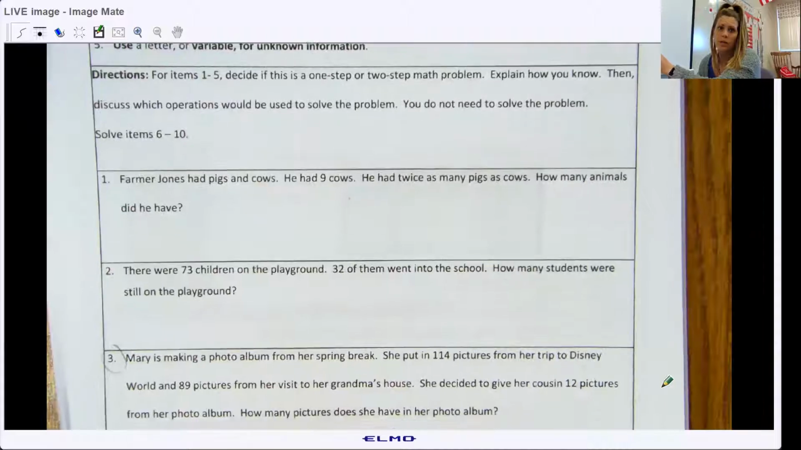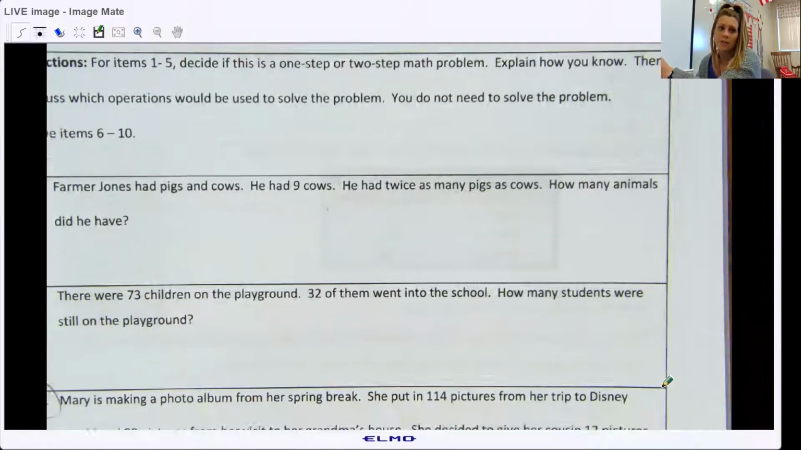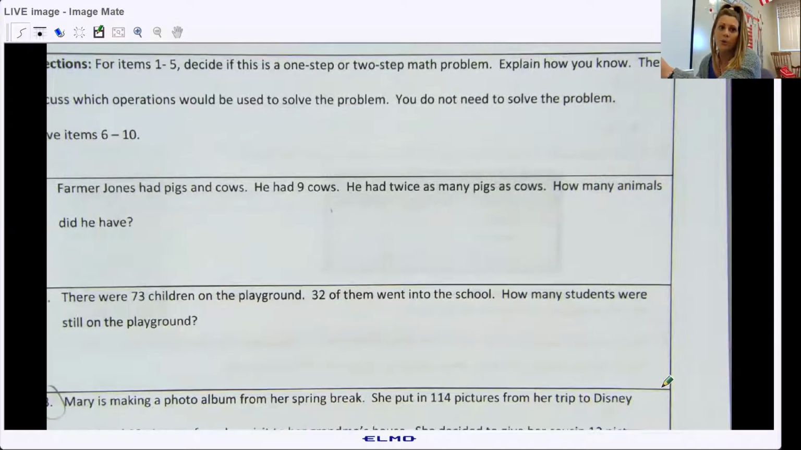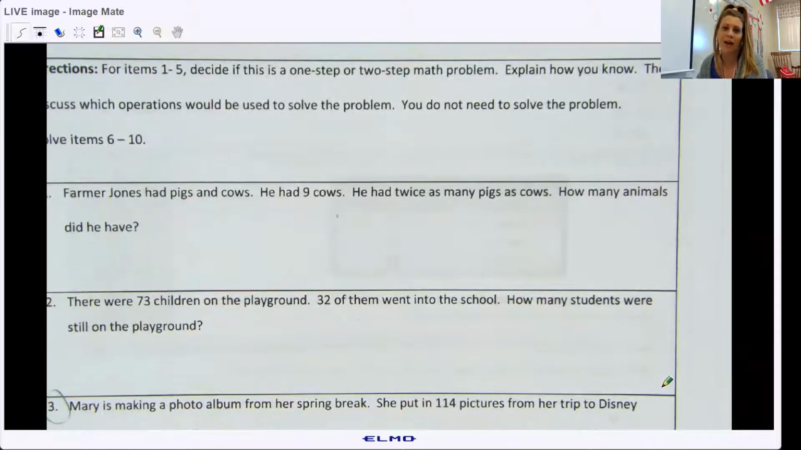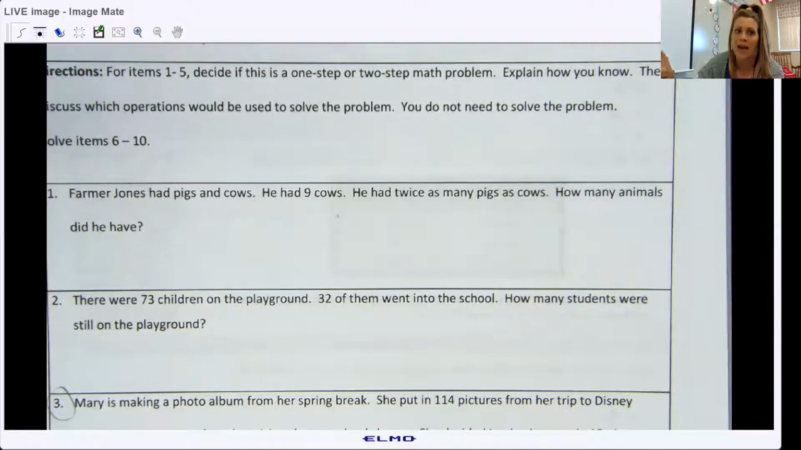Number 1. Farmer Jones had pigs and cows. He had 9 cows. He had twice as many pigs as cows. How many animals did he have? All right. How many steps? Is this a 1-step or a 2-step problem? Think about that.